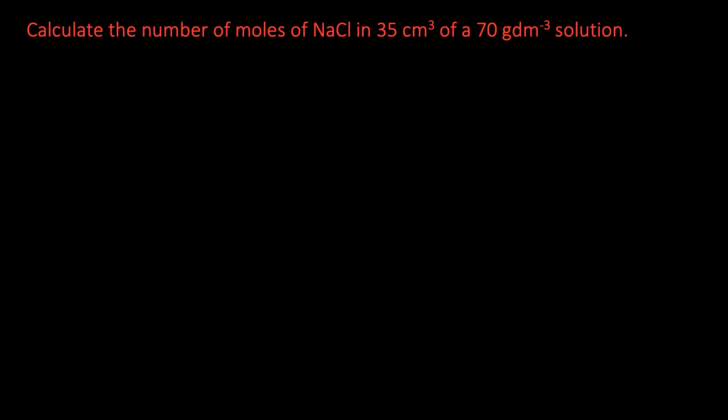Convert grams per dm cubed to moles per dm cubed. You do this by dividing by the molecular mass. So 70 divided by 58.5, then multiply this by the volume in dm cubed, and we get 0.042 moles.